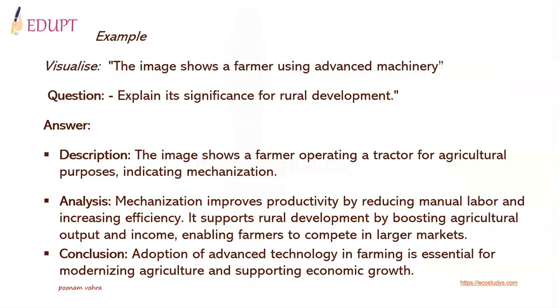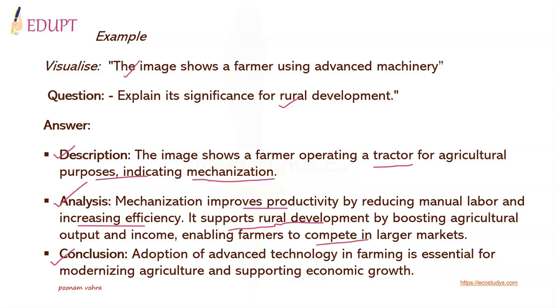Let's have a look at the example. You visualize that there is an image which shows a farmer using advanced machinery. Relating to it, the question given is, explain its significance for rural development. Now your answer must comprise 3 aspects: 1, description, 2, analysis, and 3, conclusion. In the description, you must write that the image shows a farmer operating a tractor for agricultural purposes, indicating mechanization. In analysis, you must write that mechanization improves productivity by reducing manual labor and increasing efficiency. So it supports rural development by boosting agricultural output and income, enabling farmers to compete in larger markets.